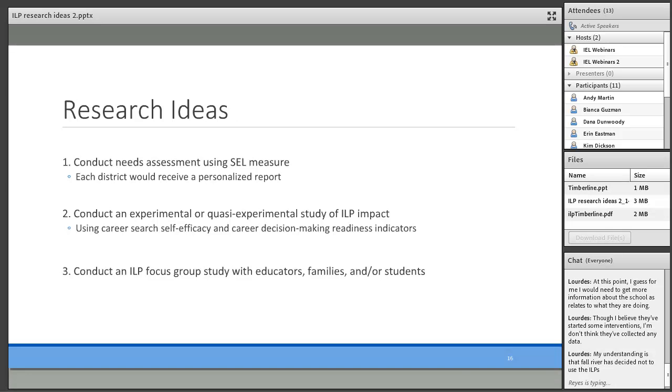Lourdes just wrote that my understanding is that Fall River has decided not to use the ILPs, which doesn't surprise me. They've got a lot of initiatives going on. They had a huge change of leadership at the high school level in Fall River, so a new project might not have been on their plate. But I think we'll need to pursue that and find that out.